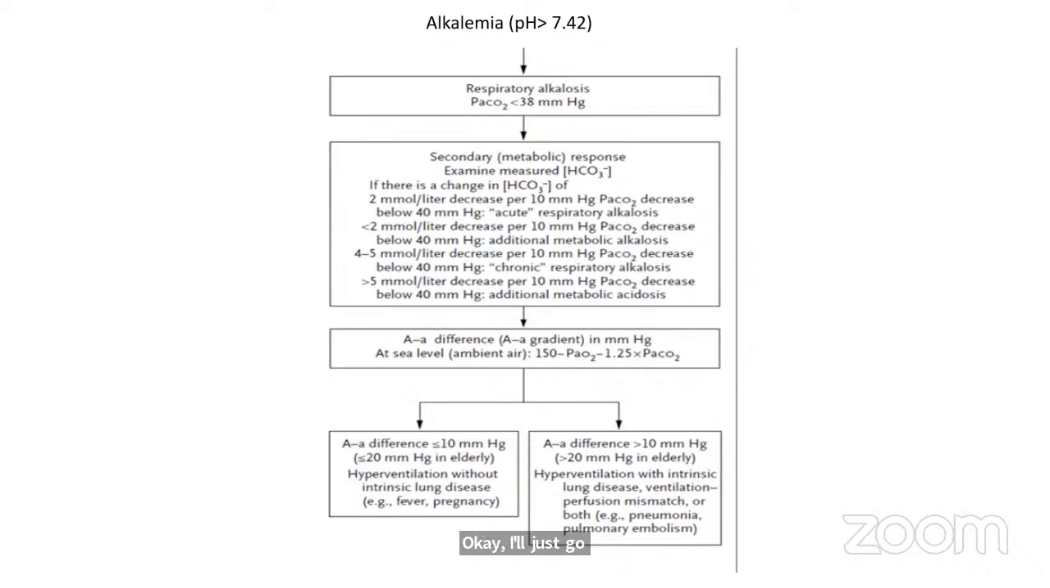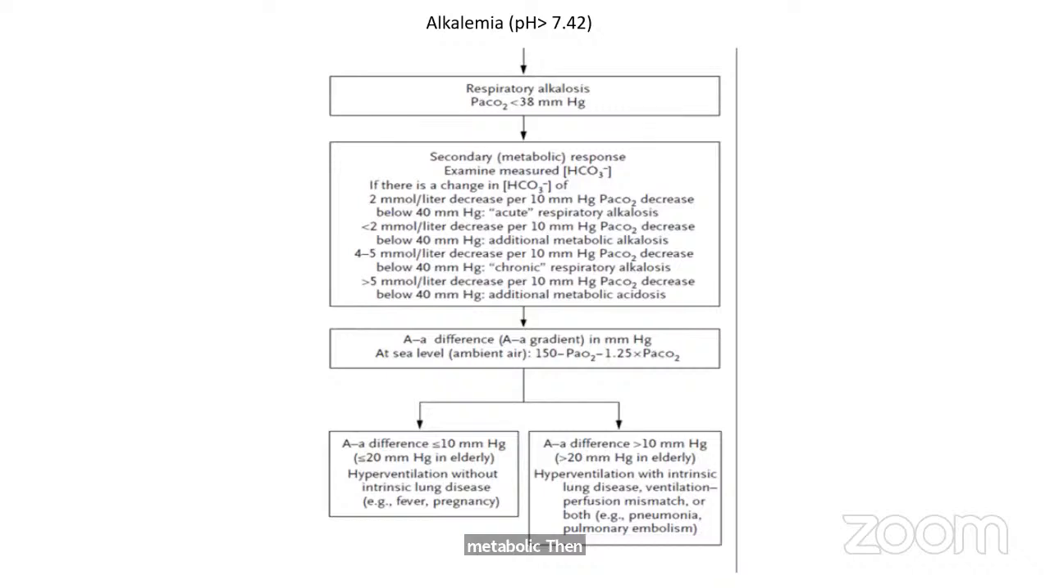So in respiratory alkalosis, where the PCO2 is reduced, what will be the body's response? The body's response will be to reduce your bicarb. So for an acute respiratory alkalosis, what happens is there is a 2-point reduction in bicarbonate for every 10 millimeter reduction in PCO2 below 40 millimeter of mercury. And if this reduction is less than 2, then there is an additional metabolic alkalosis.